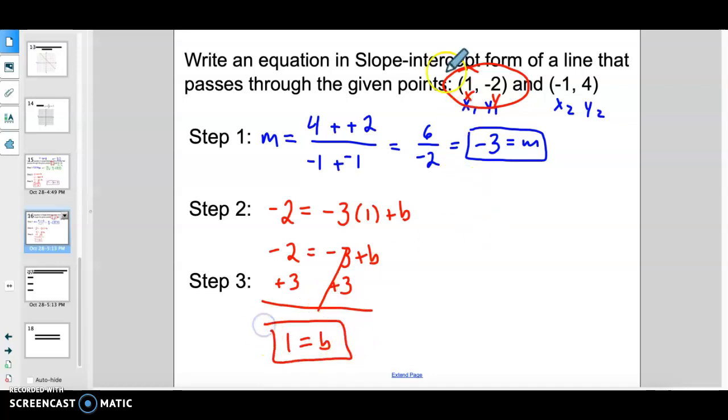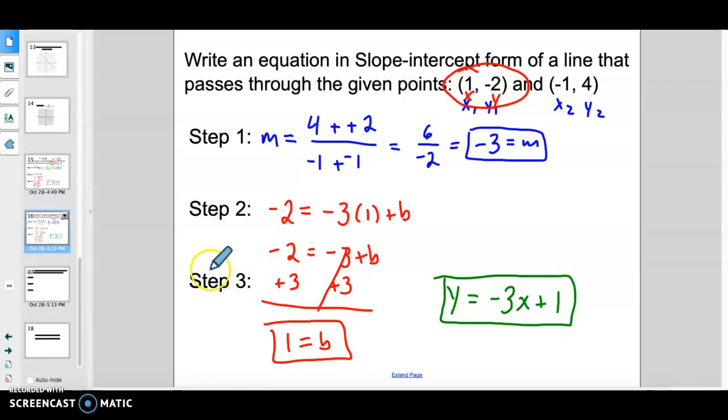So now we have our m and our b. So our final step is just to write the equation. So y = mx, so negative 3x, plus b, and b is 1. Hopefully that was helpful, and good luck.